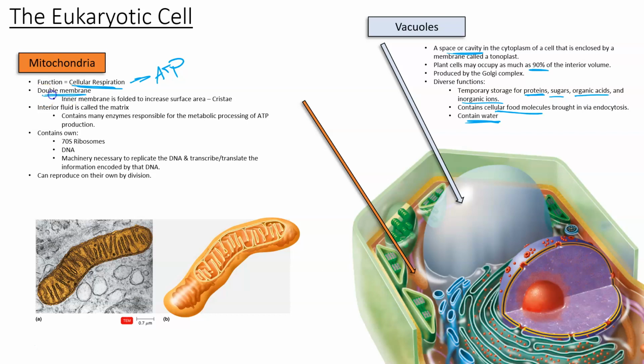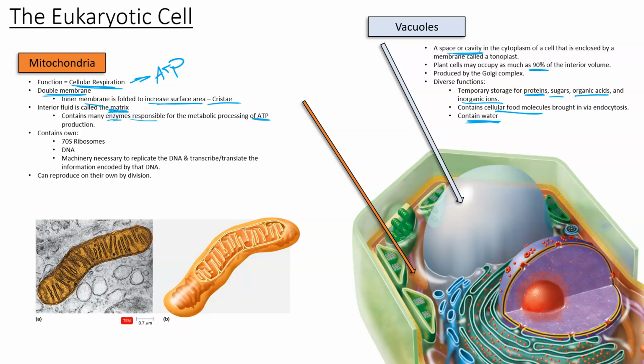The mitochondria itself has a double membrane. It has an interior and outside membrane. The inner membrane is folded into flattened folds called cristae. It has a fluid on the inside of the inner membrane called the matrix. There are enzymes that are responsible for metabolic processing of ATP that are contained within that fluid called the matrix.